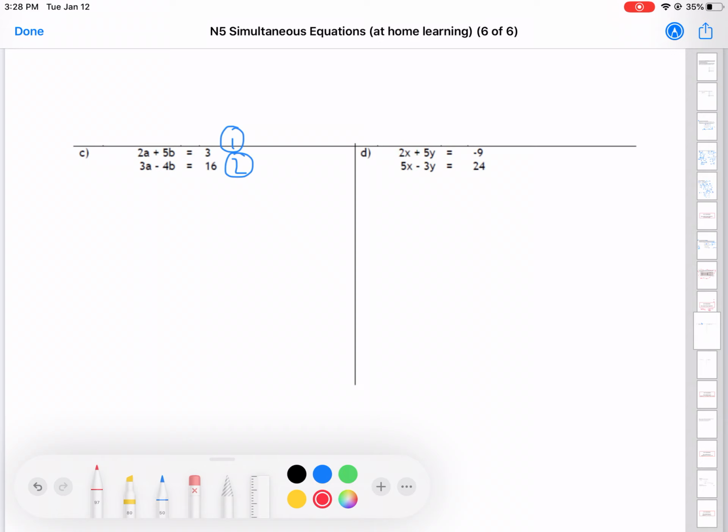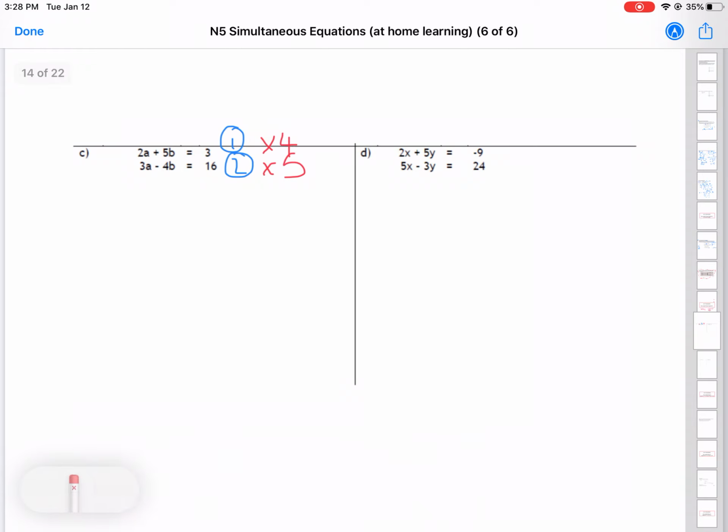Okay, in this case I am going to go for the b's, just because it's got the plus and the minus, and that means I need to add the equations together, and that generally is quite helpful to do. Okay, so to make these two have the same number, I'm going to have to times this top one by 4 and times the bottom one by 5. When I do that, then I end up with 8a plus 20b equals 12.